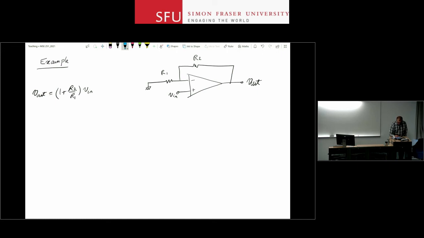I can make R2 go to 0, right? And then I get V out equal V in. Or I can make R1 go to infinity. And in that case, infinity means keeping it an open circuit, and I achieve the same thing. Or I can do both. And this is going to be the circuit that you have. So this is called a buffer, or a voltage buffer, right?